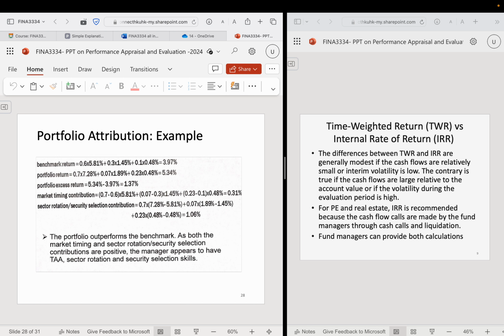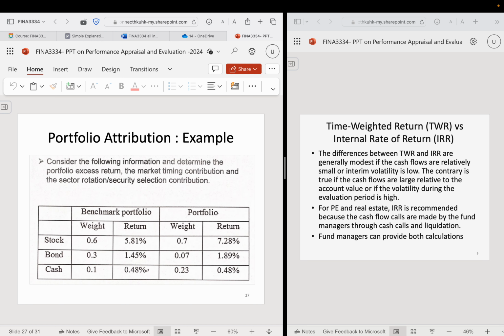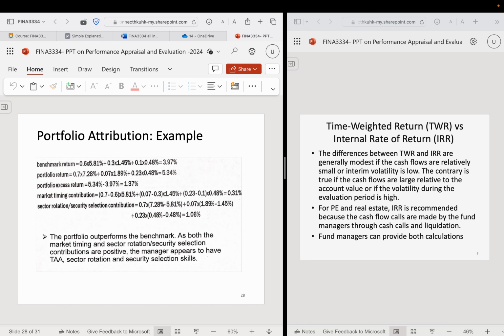Right? So this is the aggregate. Now I want to know, on this 1.37%, how much is due to investing in more stock, less bond, or more cash? Is it because of the weighting contributing to return, or because my equity performs better than their equity? Obviously if I invest in equity I get better return, and then in bond, better return. So this is the market timing attribution.